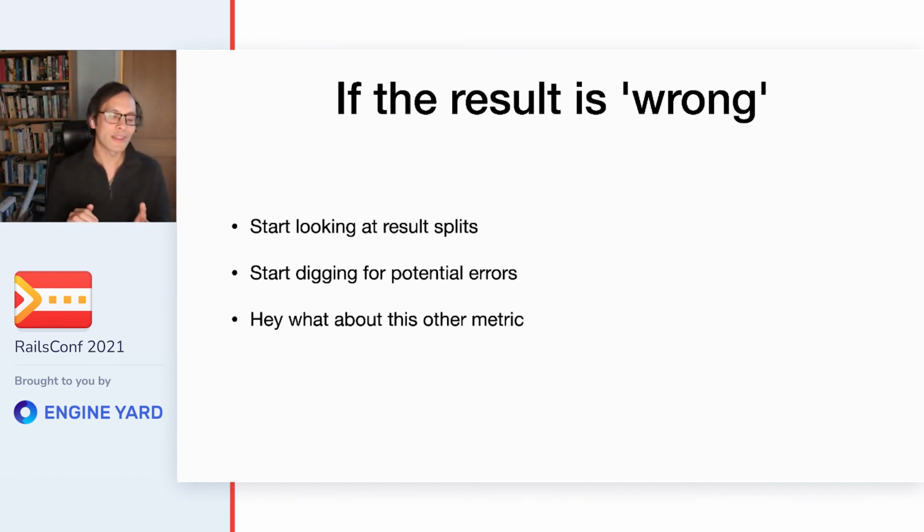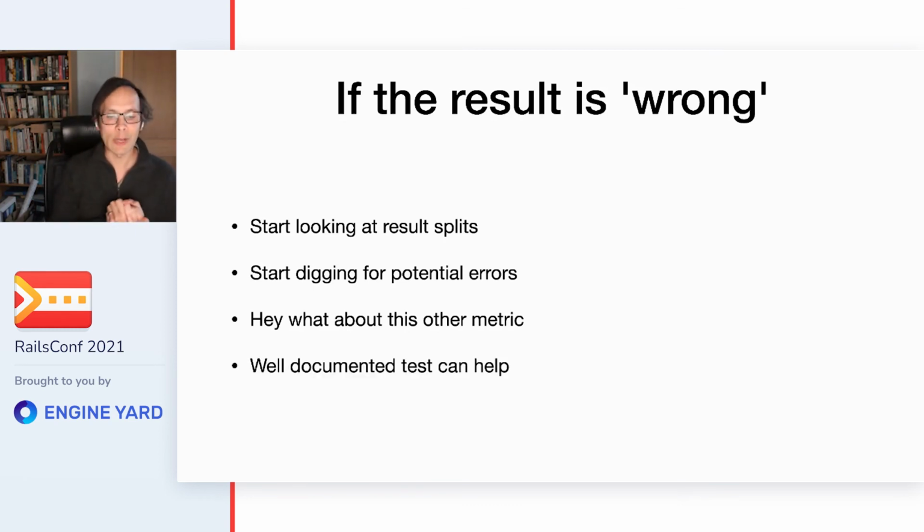And there is no silver bullet here. You have to try and apply the same rigor, whatever the result is. A well-documented test can help in some respects, you know, clamp down on people who try and look at splits or different metrics. But really, you have to keep yourself honest here. So that's it for kind of errors.